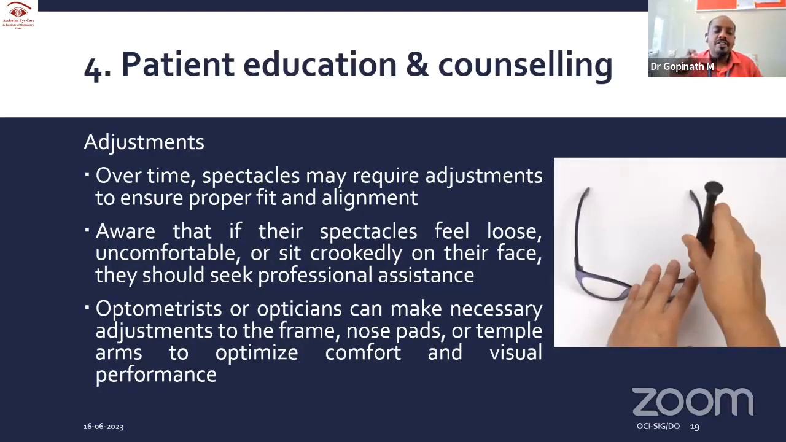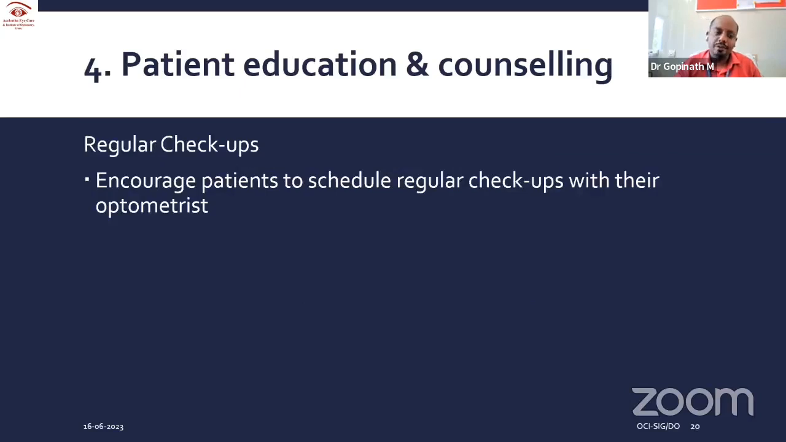The next couple of points are adjustments. Over time, any spectacle may require adjustments to ensure proper fit and alignment. If they feel the spectacle is loose or uncomfortable, or it is not sitting properly on their face, they should always seek professional assistance instead of trying to fix, loosen or tighten it themselves. Optometrists can make the necessary adjustments to the frame, especially the nose pads and temple arms, to optimize comfort and visual performance. It is very important to tell them that if they try to do anything on this aspect, it is going to break. And regular checkup: you have to encourage your patients to schedule regular checkups with their optometrist. It's very important when it comes to education and counseling.